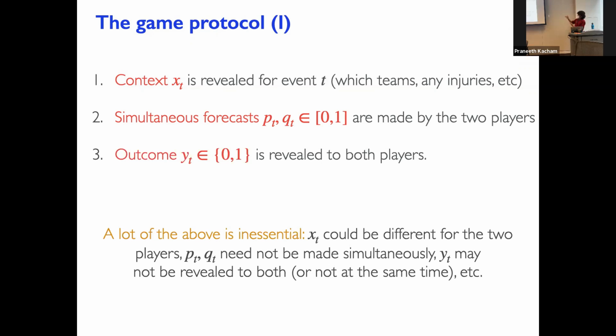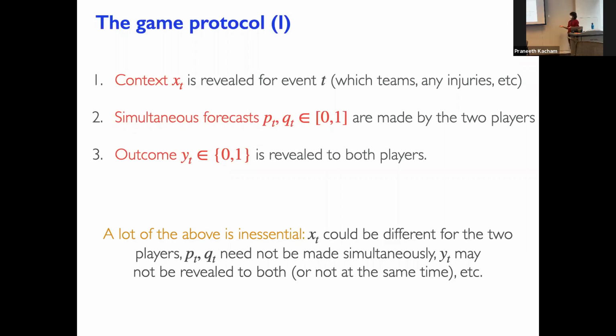And actually, it turns out that a lot of what I said above is inessential. I'm just stating a game because it helps make things concrete. But none of these details are going to matter too much. So for example, XT could be different for the 2 players. One of them could have better measurements of the weather, or one of them could have insider information from the teams about the mood. It's not really going to matter what XT is.